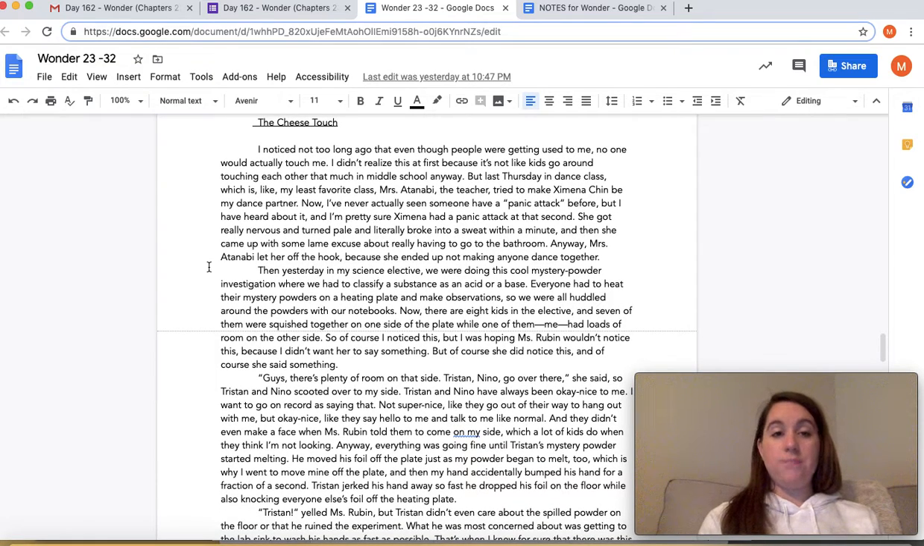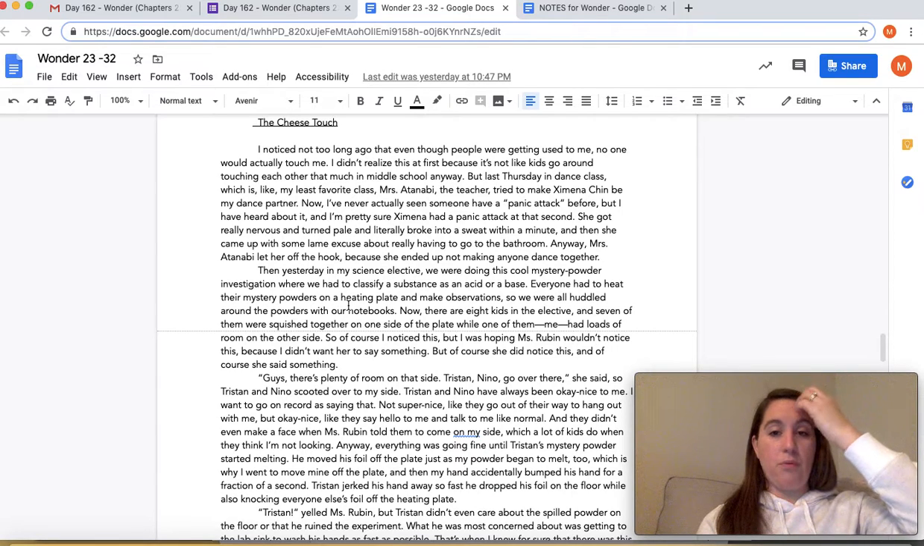The cheese touch. I noticed not long ago that even though people were getting used to me, no one would actually touch me. I didn't realize this at first because it's not like kids go around touching each other that much, in middle school anyway. But last Thursday in dance class, which is like my least favorite class, Mrs. Antanaby, the teacher, tried to make Eczema Chin be my dance partner. Now, I've never actually seen someone have a panic attack before, but I have heard about it, and I'm pretty sure Eczema had a panic attack at that second.